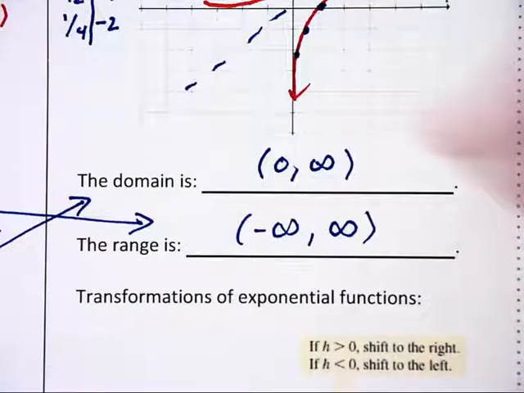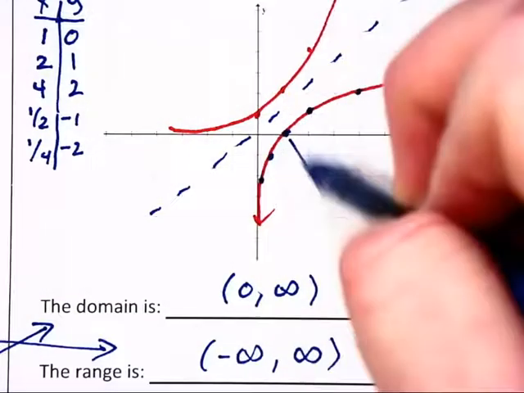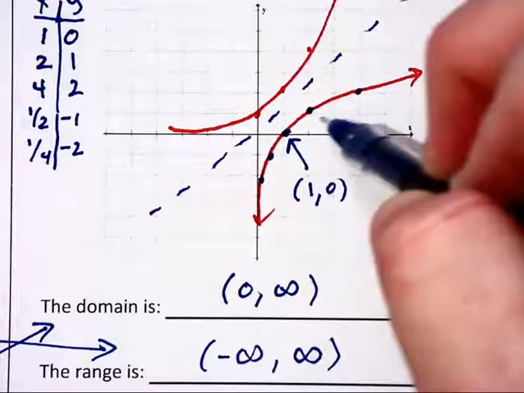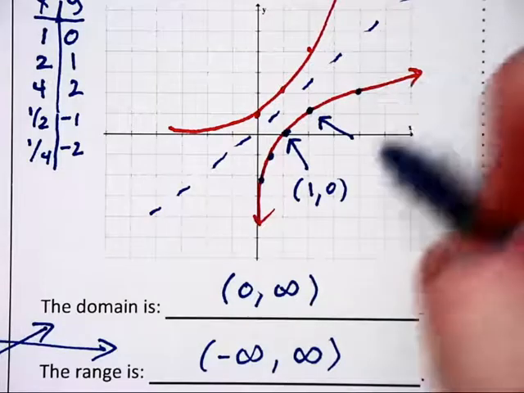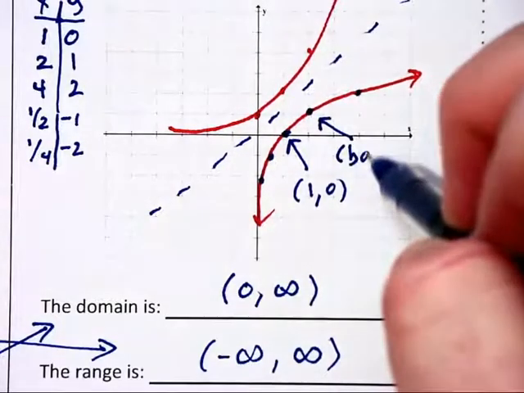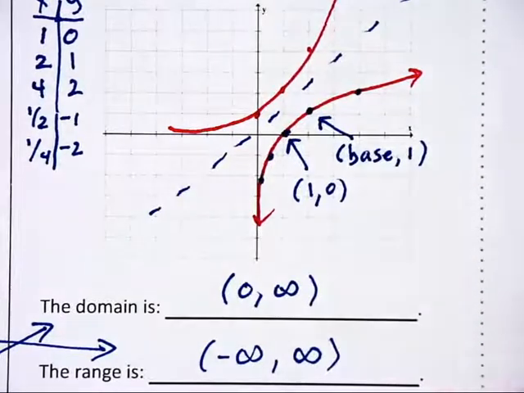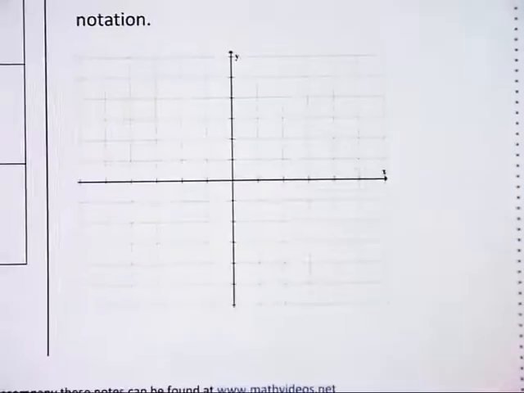I'd also like to call attention in this graph here that the graph goes through the point 1, 0. Instead of writing 2, 1, I'm going to write base, 1, because that helps us to identify that graph. Okay, let's continue on now and do another problem.